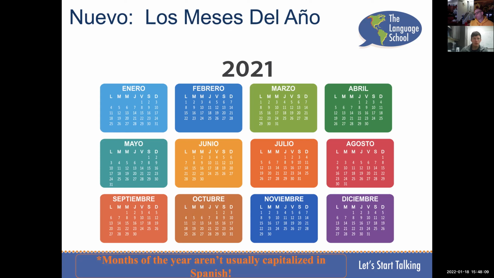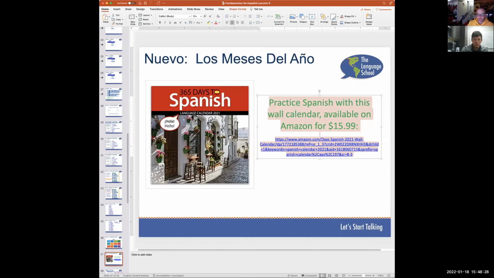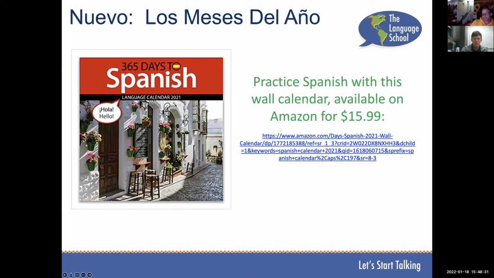Perfecto. Months in Spanish are usually not capitalized also, just so you know. This is kind of a fun one for you. I'm going to send this over to you in the chat. You don't have to get it, but I really like this calendar a lot. And then I just think when you're learning a new language, anything you can do to incorporate the new language into your daily routine is helpful. So this is from last year, from 2021, but they should have one for 2022. It's a wall calendar. It's like $15. You can get it on Amazon, and for each day, it's got a new vocabulary word or phrase or expression that it teaches you in Spanish. So that's pretty cool. And then I like the pictures too. It's got really cool, beautiful looking pictures from all over the Spanish speaking world.